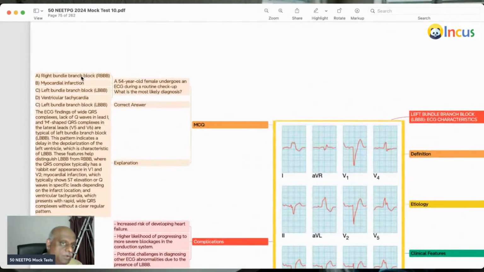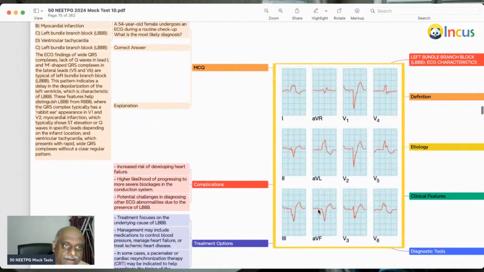A 54-year-old female undergoes an ECG. In the ECG, what do you find? Typically, there are wide QRS complexes. Normally, in lead one, there will be a Q wave. Before the R, there is a Q wave.